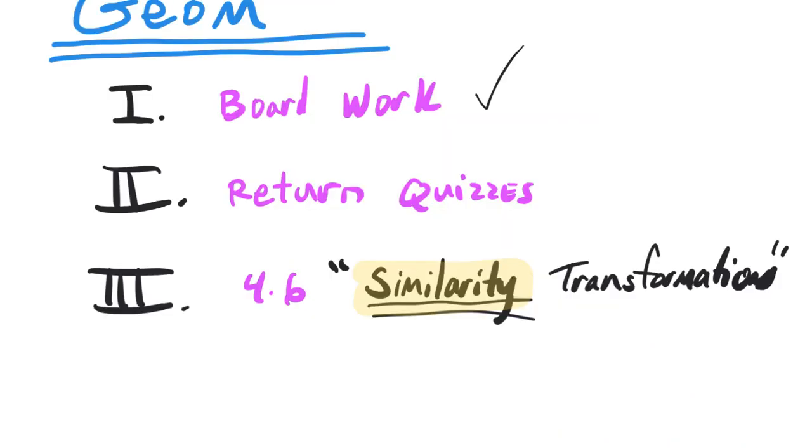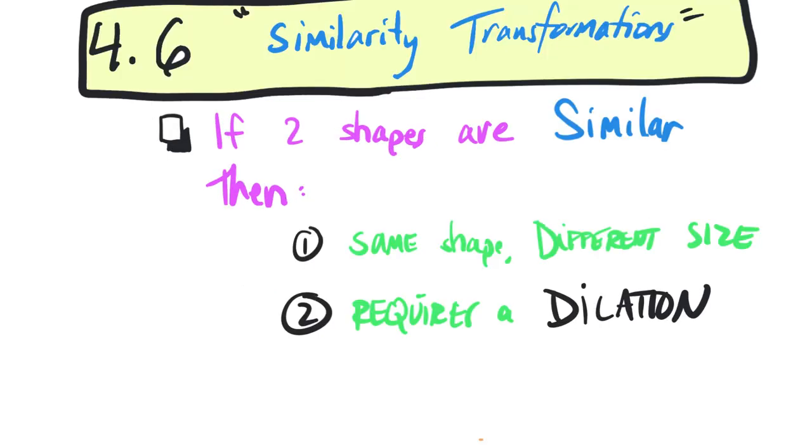So that completed the board work we did in class. Then we got our quizzes back. People got to ask a lot of questions. And then we talked about section 4.6. Section 4.6 is about similarity transformations. If two shapes are similar, then they are the exact same shape, although they may be different size. And in terms of transformations, if two shapes are similar, then they required a dilation.